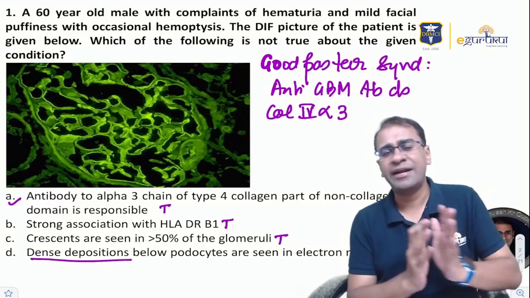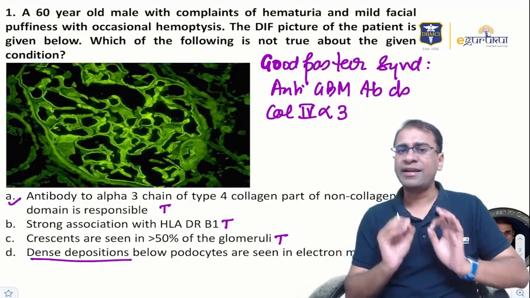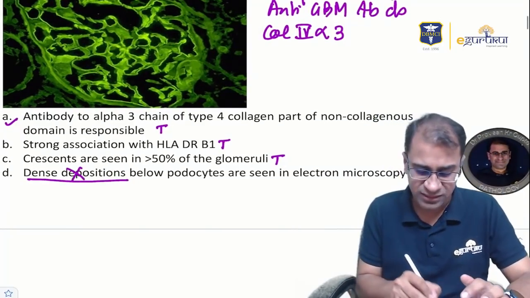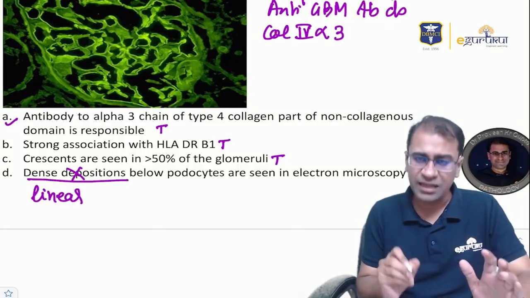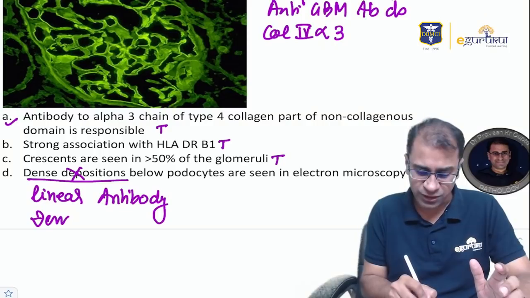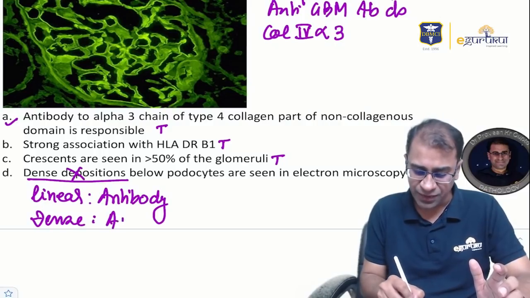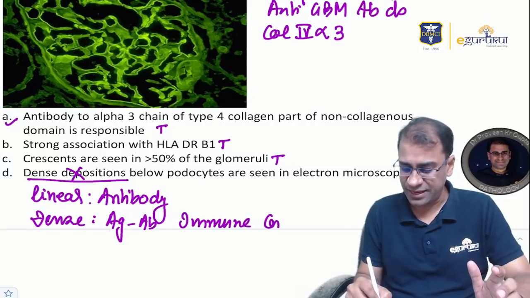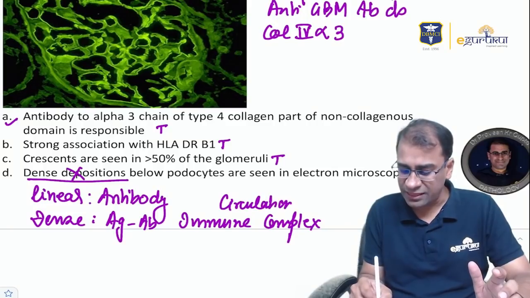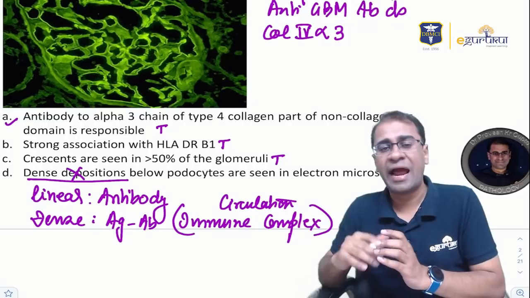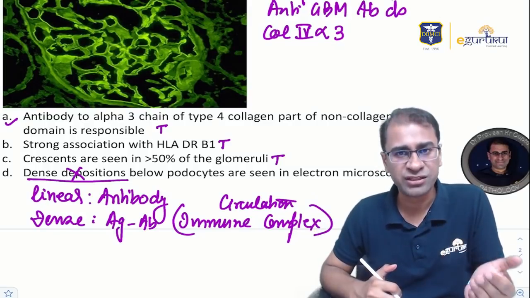Well, dense deposit seen. Why don't you get a dense deposit? Please understand this point. You don't get a dense deposit because it's a linear deposit. Linear means you don't get dense, you get a linear deposition. Linear means you get only antibody. But if you see a dense deposit, the dense deposit is seen with antigen and antibody, that is, immune complexes. So if you find a circulating immune complex getting deposited in the kidney, you call it dense deposit. But this one is only an antibody deposition. Remember, it's a type 2 hypersensitivity reaction, not a type 3.